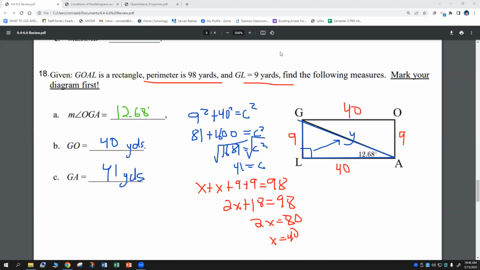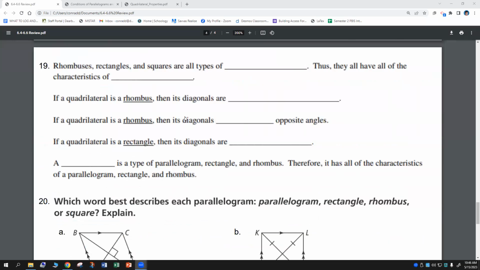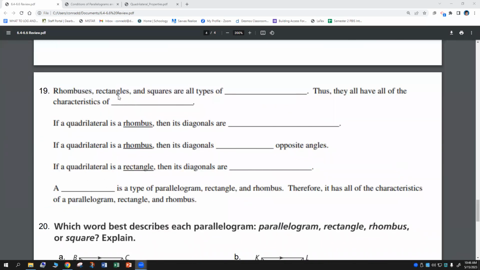All right. Last half page here. Okay. Rectangles, rhombuses, squares are all types of parallelograms or quadrilaterals or polygons, right? There's a number of different answers you could put here. And thus they have all the characteristics of polygons, quadrilaterals, and parallelograms.